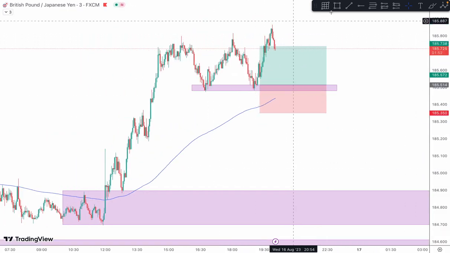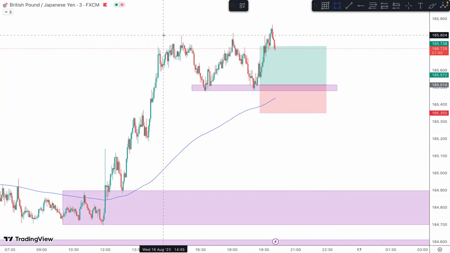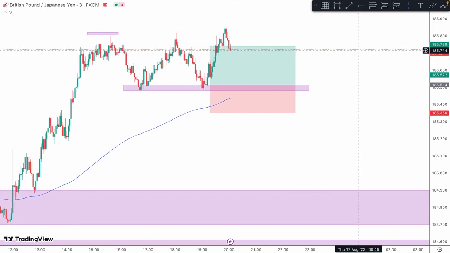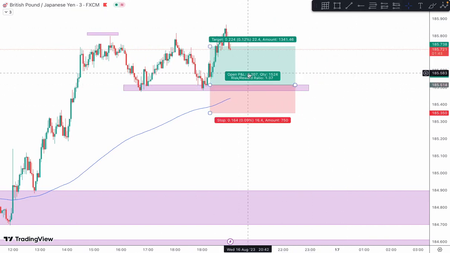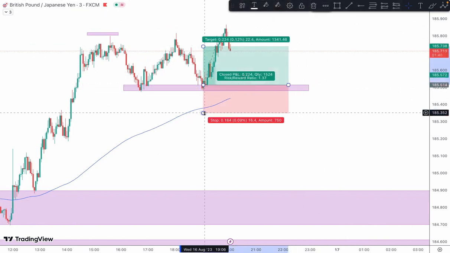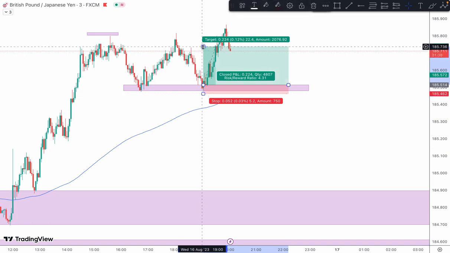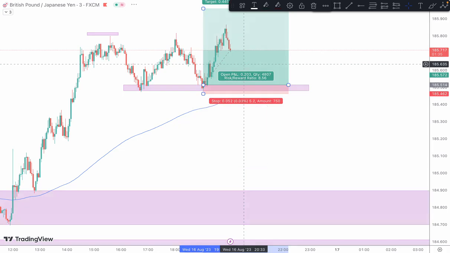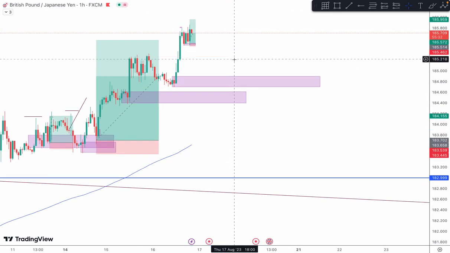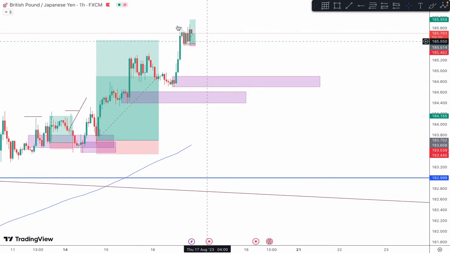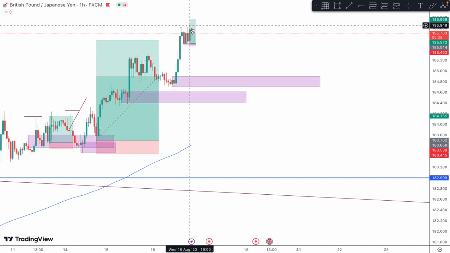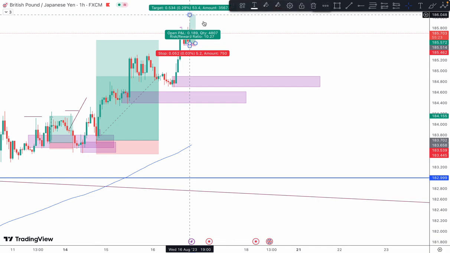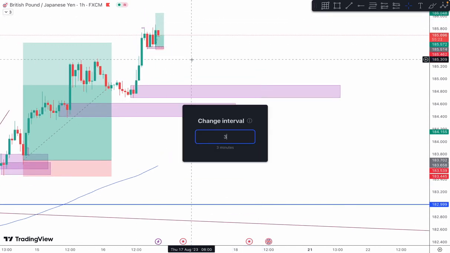Yes, here's what I did. Look, on 3 minutes, market broke the structure. Okay, this is a zone. Sorry, stop loss here. I'll look for at least 1:10. Okay guys, at least 1:10. Let's see if it works out, even though it's break even now.